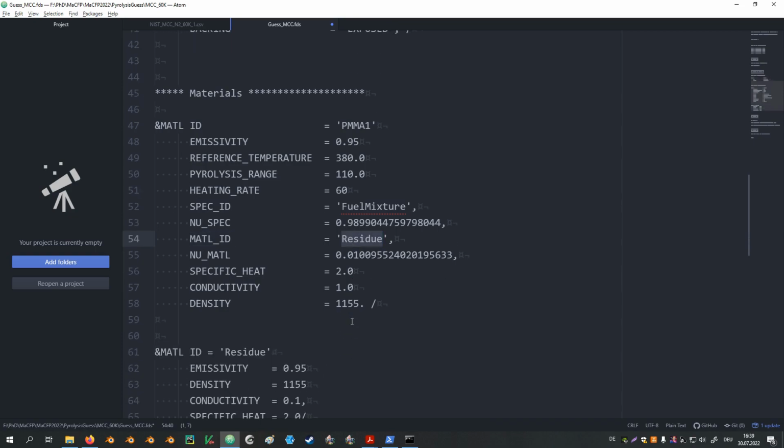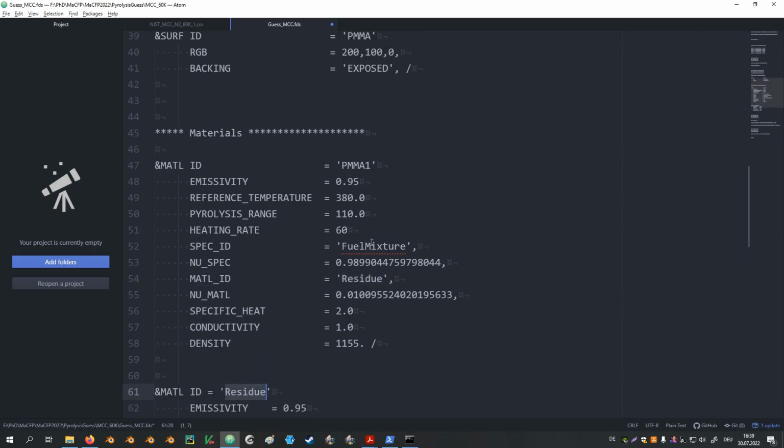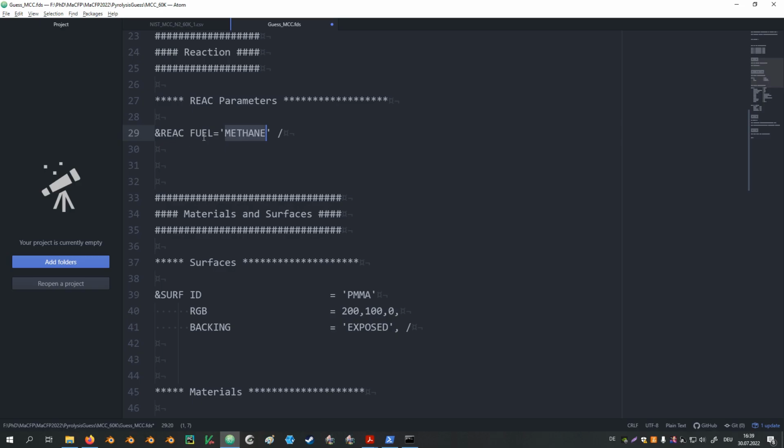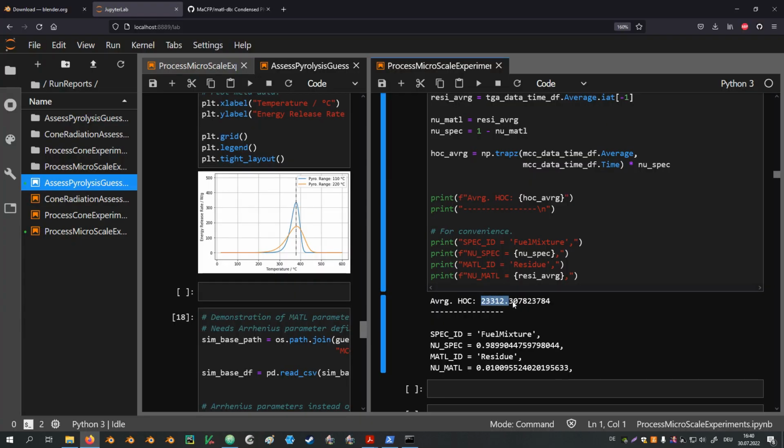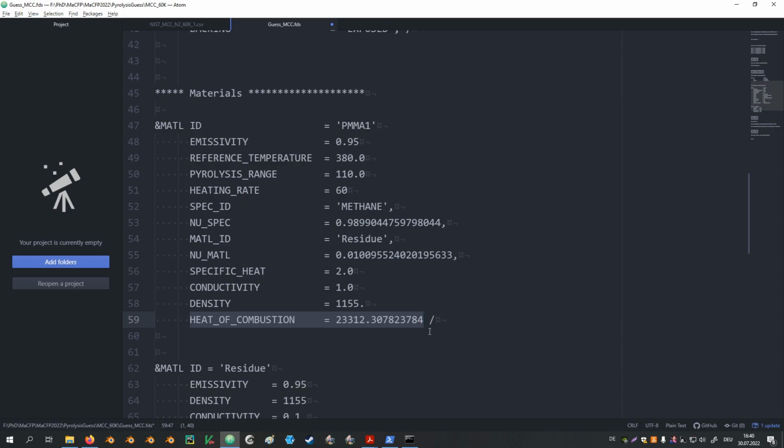The material ID from the residue seems to be the correct one, but the species ID should be methane, because that is what we want to have for our chemical reaction in the gas phase. So what we need now is to change the heat of combustion from methane to our average heat of combustion. So we can just copy this value and put it into the respective line in our material.